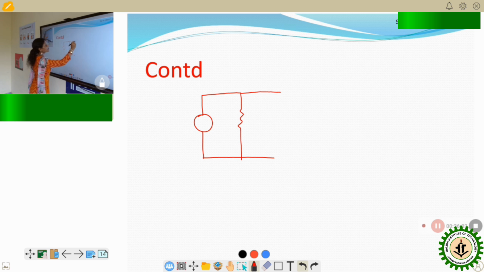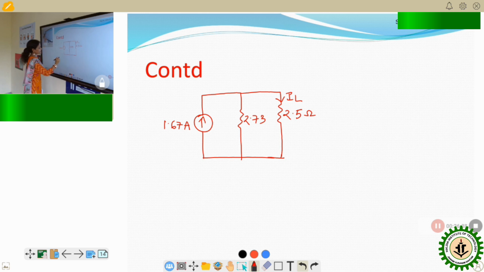And again reconnect RL. IN 1.67 ampere and RN 2.73 ohm and RL 2.5 ohm. Now calculate IL, current to load resistor.